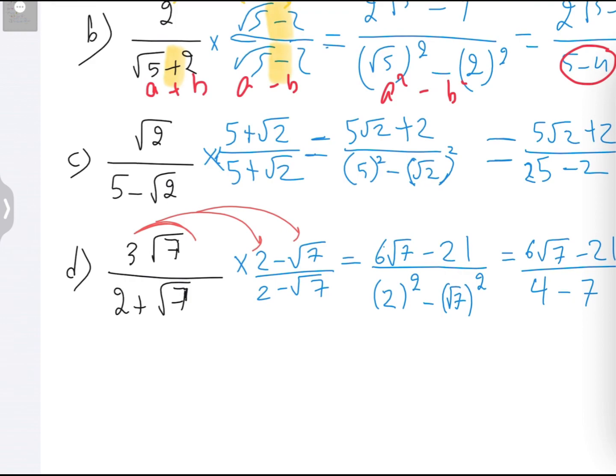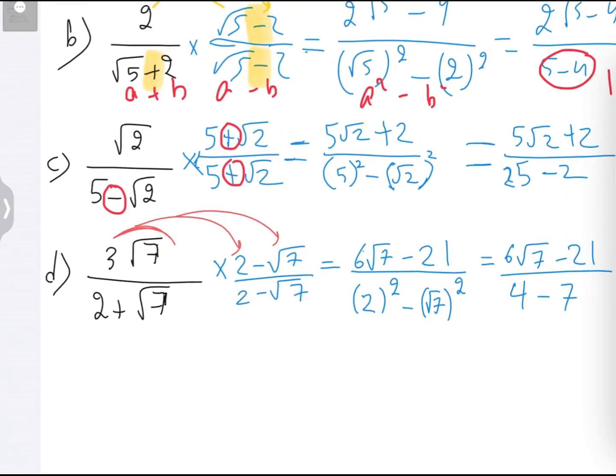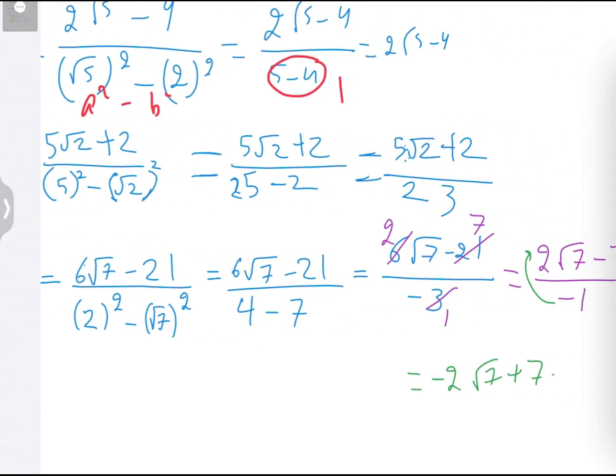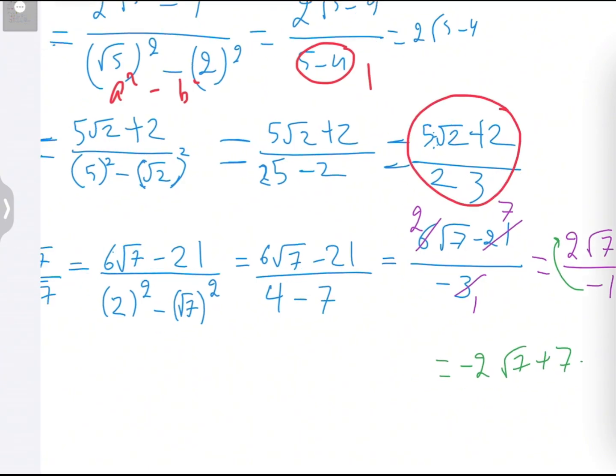Part C, all in the same manner. We have here a minus b, so we have minus between the terms. We multiply up and down by 5 plus radical 2. Simple calculation, we'll get 5 radical 2 plus 2 over 23.